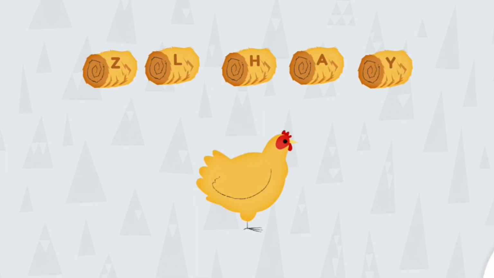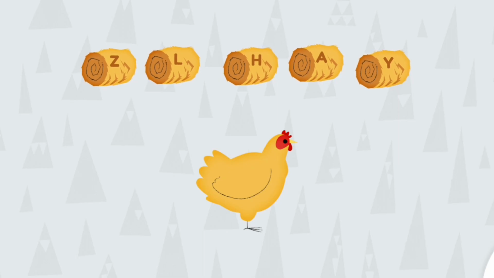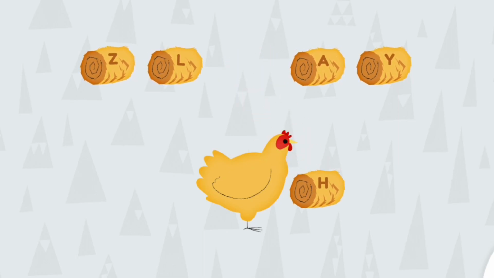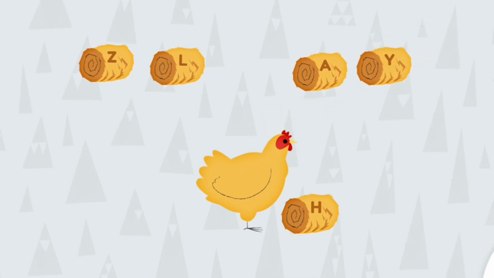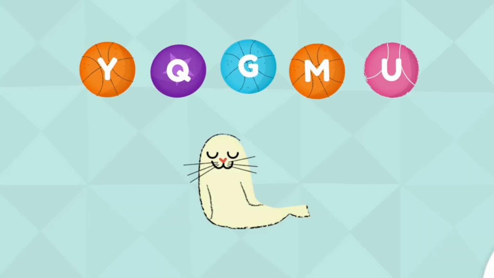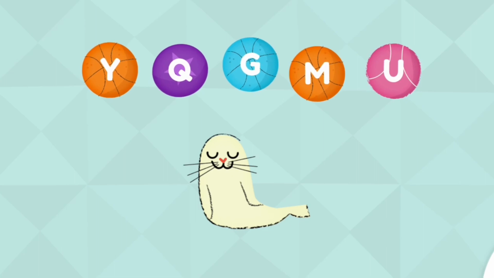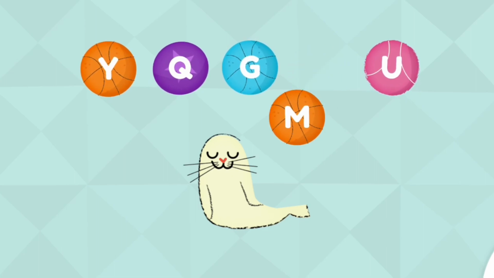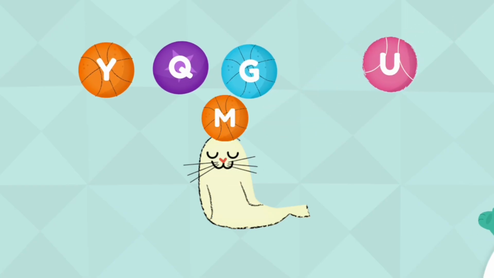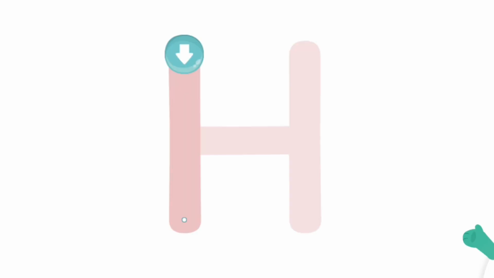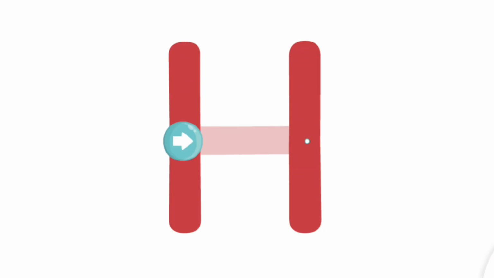Give the hen the hay with the letter H. Cool beans! Give the ball with the letter M to the seal. Keep it up! Trace the uppercase letter H. Great! You traced the letter H.